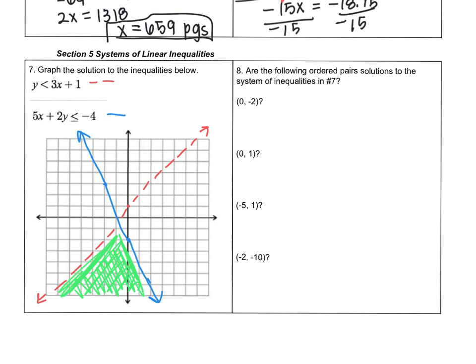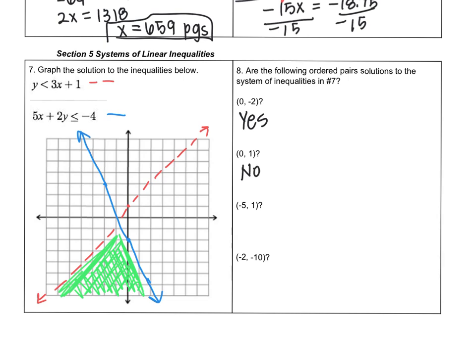So that first point, 0, negative 2, is the y-intercept of our blue line. And it does fall in the part of the shaded region where they overlap, so it is going to be a solution to the system. On the reverse, if we look at the y-intercept of our first line, 0, 1, it's on the line, which means it's automatically not a solution because that's a strictly less than. And it's also not in the shaded region, so no.